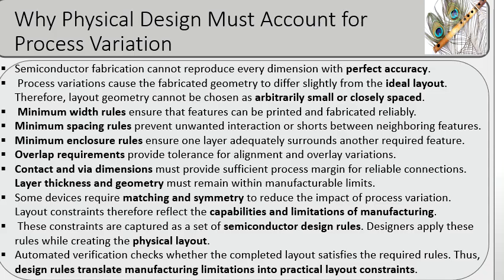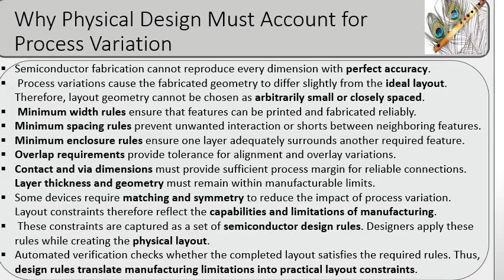We have seen that process variations ultimately create physical dimension variations, which can affect device and circuit performance. Physical design therefore cannot use arbitrary geometries. Every semiconductor process has practical limits on how small a feature can be made, how closely two features can be placed, and how accurately different layers can be aligned. Minimum width and spacing rules provide sufficient manufacturing margin, while enclosure and overlap rules account for alignment and process variations. Contacts and vias also require adequate dimensions to ensure reliable electrical connections.